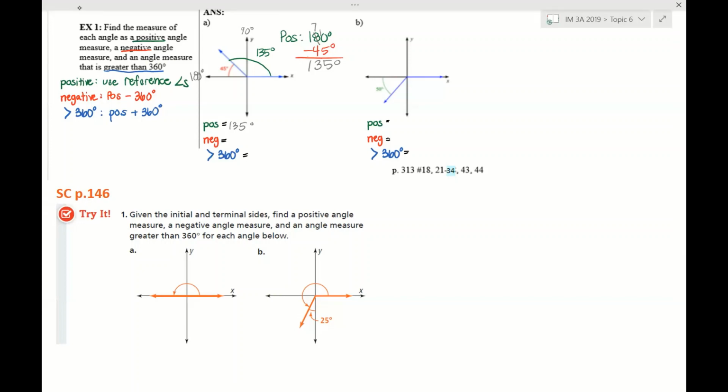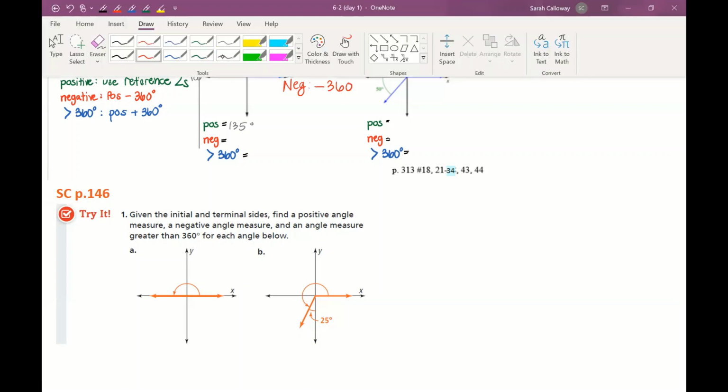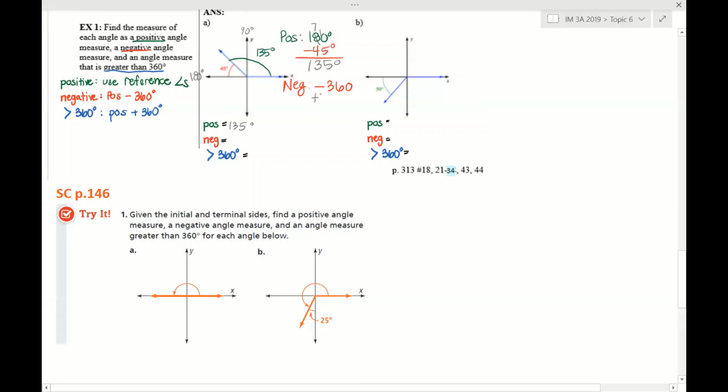To find the negative angle, we're going to take our positive angle and subtract 360. So remember that we always start with the larger number, whether it's positive or negative, so the number that has the larger absolute value. So negative 360, and then we're going to add that 135 to it. Whoops, not 35, 135.